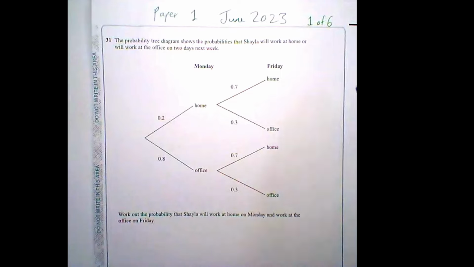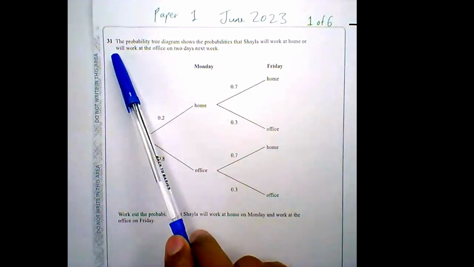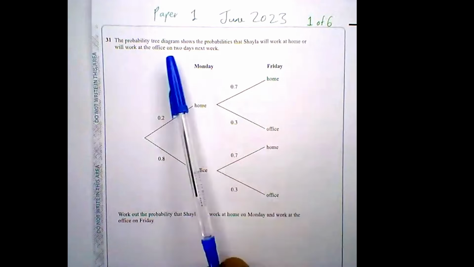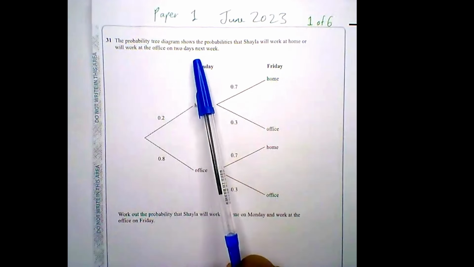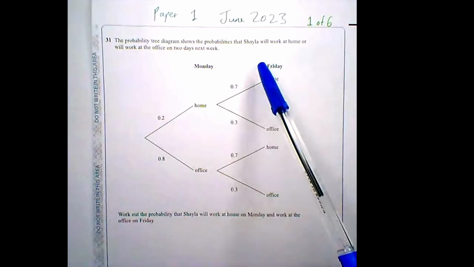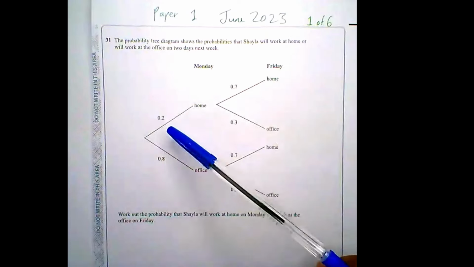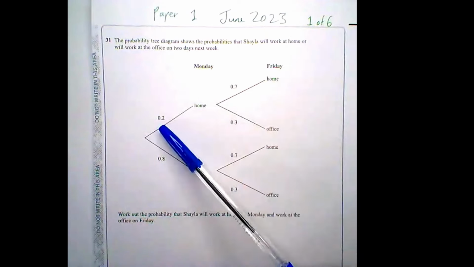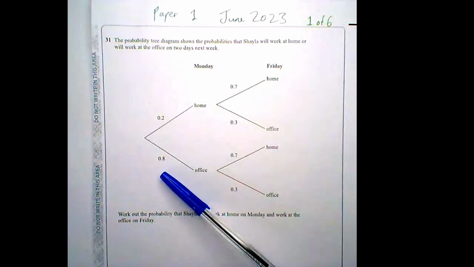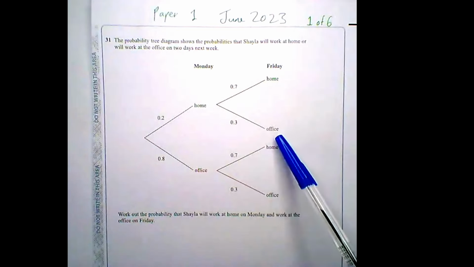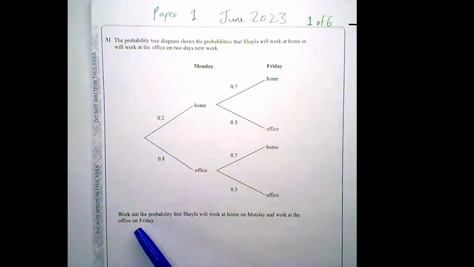Right, let's go through the question. Question 31, so it's towards the end of the paper. The probability tree diagram shows the probabilities that Shayla will work at home or will work at the office on 2 days next week. We've got Monday and Friday. For Monday, working from home is 0.2 and it's 0.8 for office. On the Friday, it's 0.7 for home and 0.3 for office, and the same thing here. Work out the probability that Shayla will work at home on Monday and work at the office on Friday.